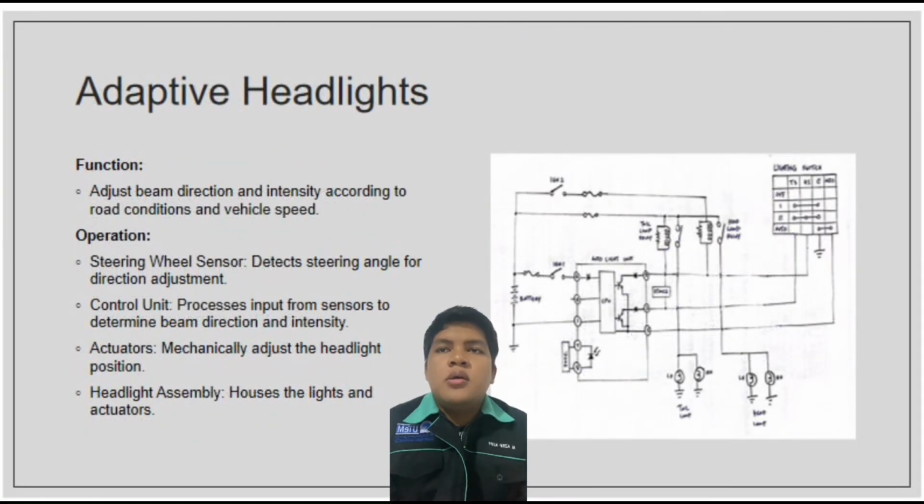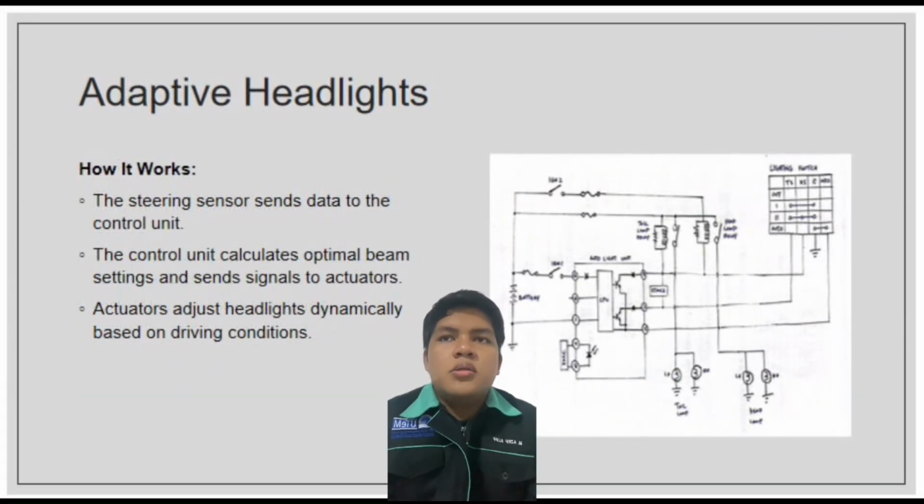Adaptive headlight. Function: to adjust beam direction and intensity according to road condition and vehicle speed. Operation. First, steering wheel sensor: detects steering angle for direction adjustment. Second, control unit: processes input from the sensor to determine beam direction and intensity. Third, actuator: mechanically adjusts the headlight position. And lastly, headlight assembly: houses the light and actuator.